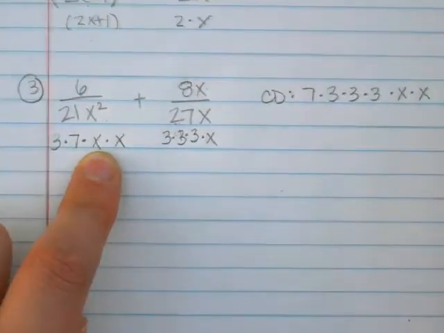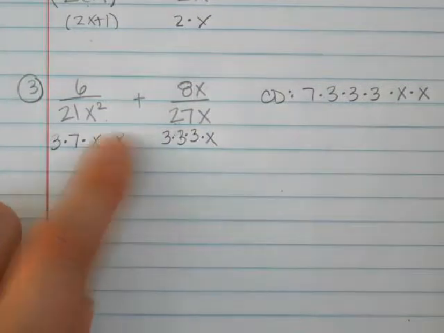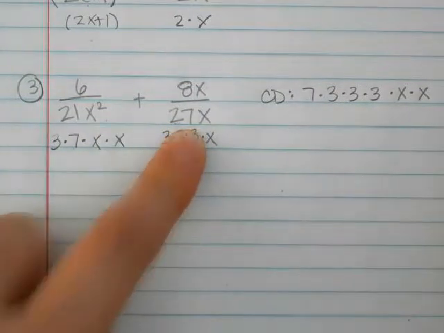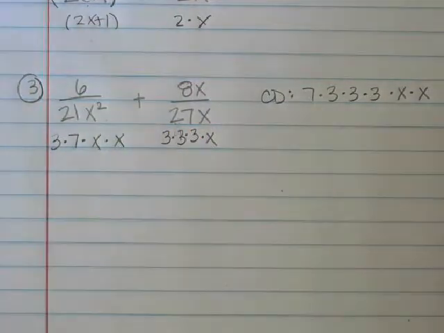Where'd the 9 go? It turned into 2 3's because it still ends up being the same. We started off, we said that 27 was the same as 9 times 3, and we took that 9, and we said that was 3 times 3. Even if you left the 9, it was okay.